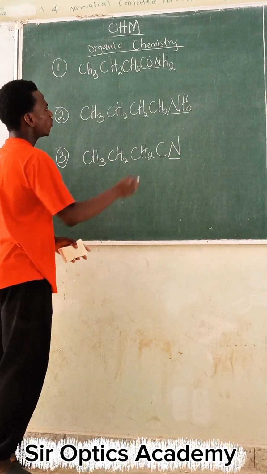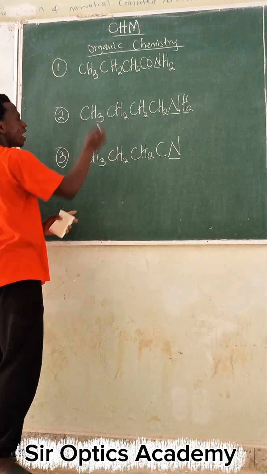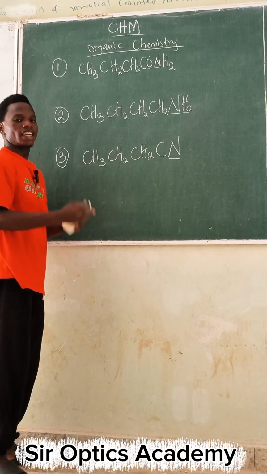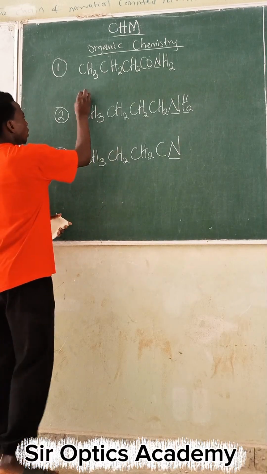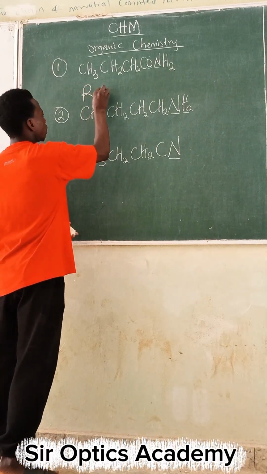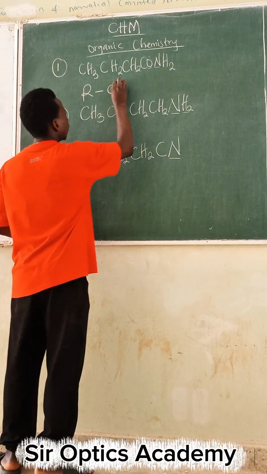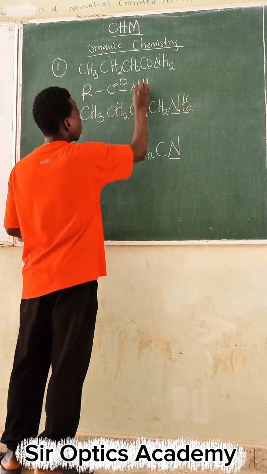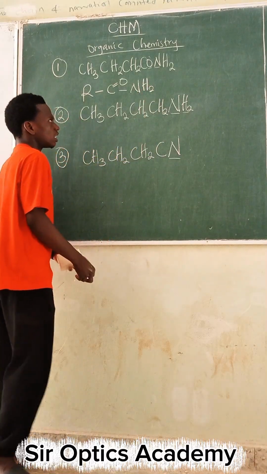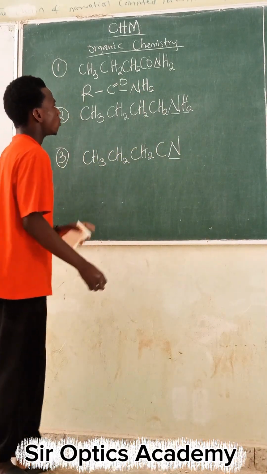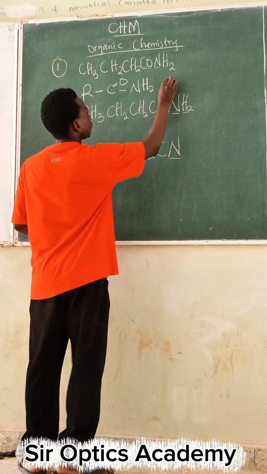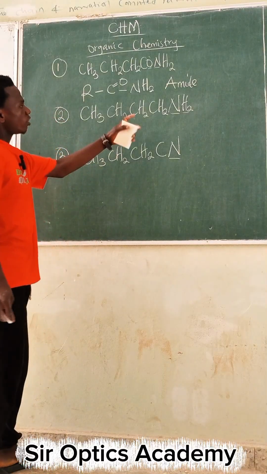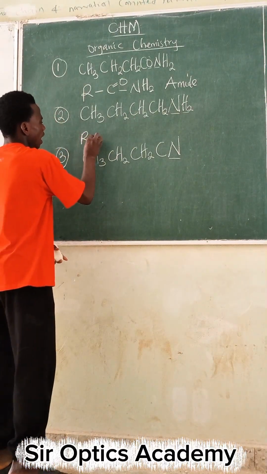Now, when you have this kind of functional group, CONH2, note that you are dealing with a functional group known as amide. This functional group is written in this format, RC, then the carbon is double bonded to the oxygen and then single bonded to the nitrogen, which is bonding to two other hydrogen atoms. So this kind of functional group is known as the amide functional group.